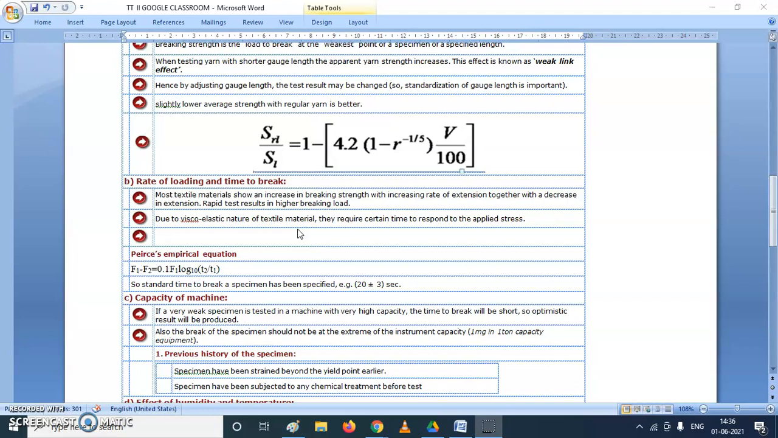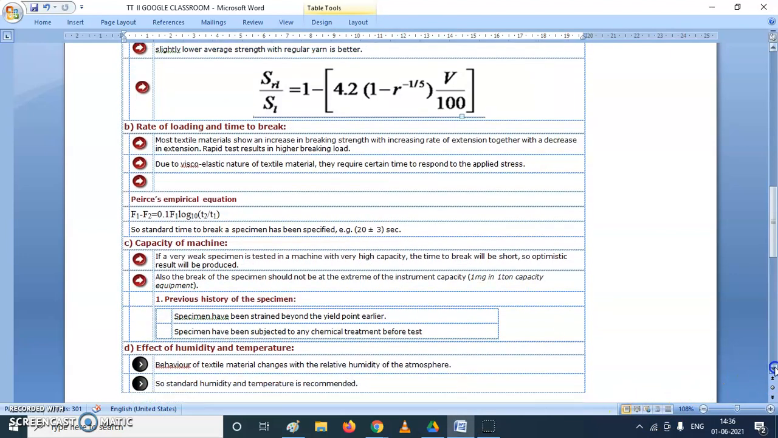breaking load increases. Now Pierce has also given an equation where F1 minus F2 is equal to 0.1 F1 log to the base 10 T2 upon T1, where F1 is the breaking load in time T1 and F2 is the breaking load in time T2. We'll do some numericals based on this relation. Now, because time to break affects the results of tensile testing, it has been standardized as 20 plus minus 3 seconds, so that this factor doesn't change the results.